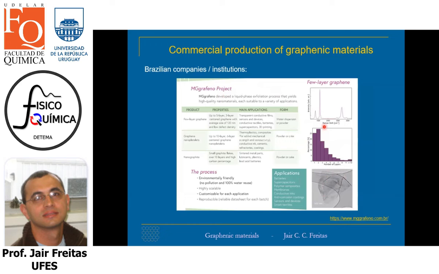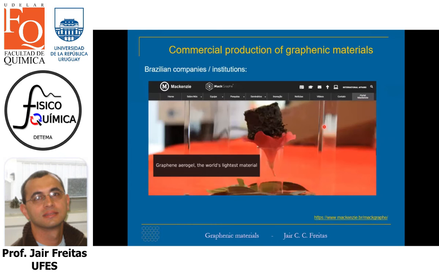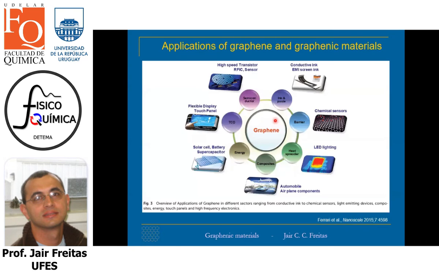And here it's a company in São Paulo. It's a company associated with the university, the Mackenzie University. They follow this MacGraph project. They produce graphene aerogel among other types of graphenic materials using liquid phase exfoliation and other similar methods. So I will now describe some applications of graphene and graphenic materials and show some examples of things we are doing in our group.